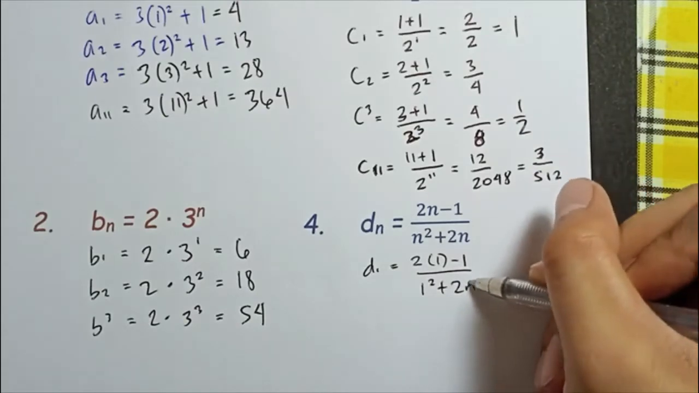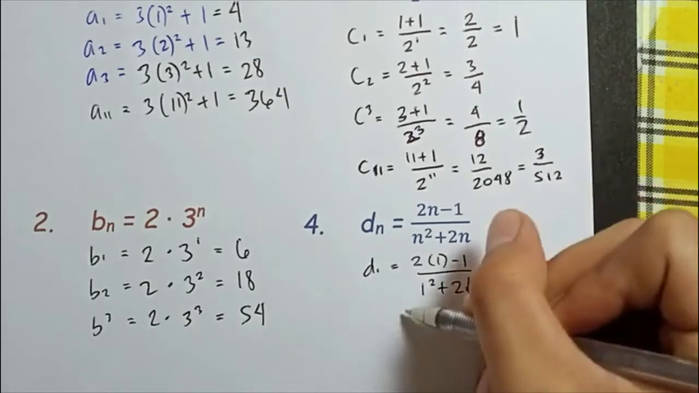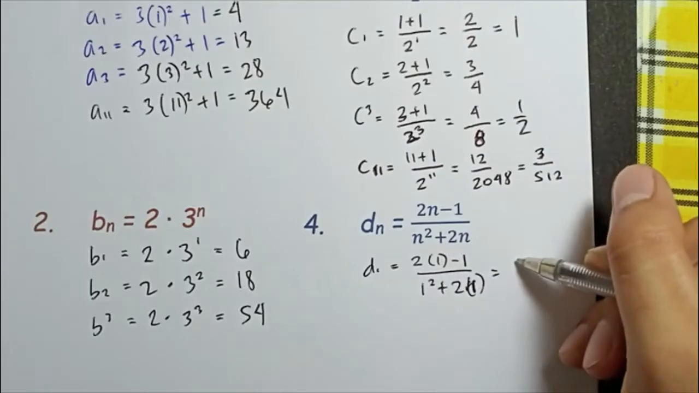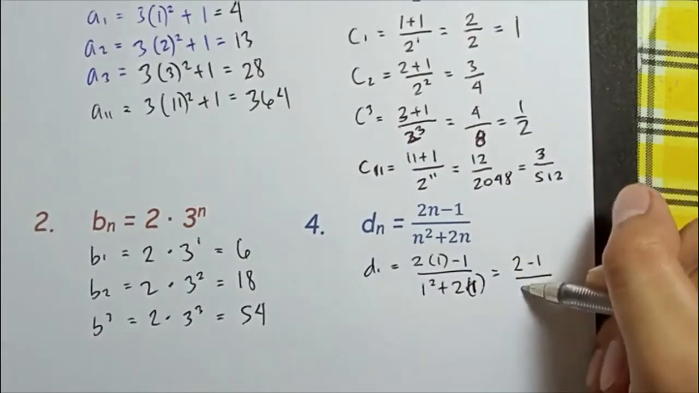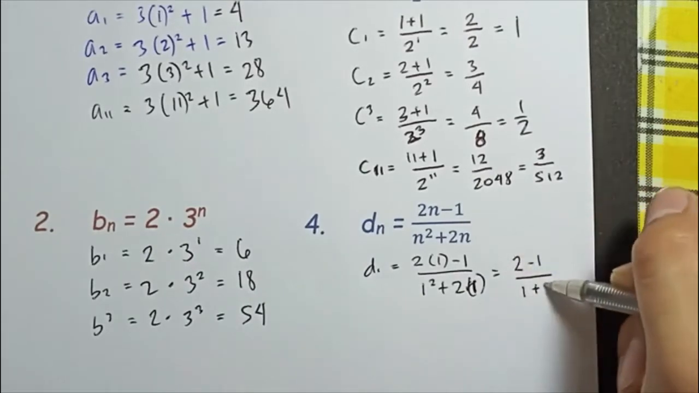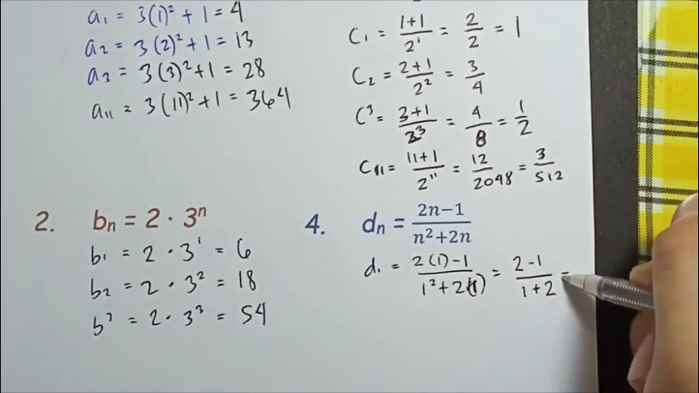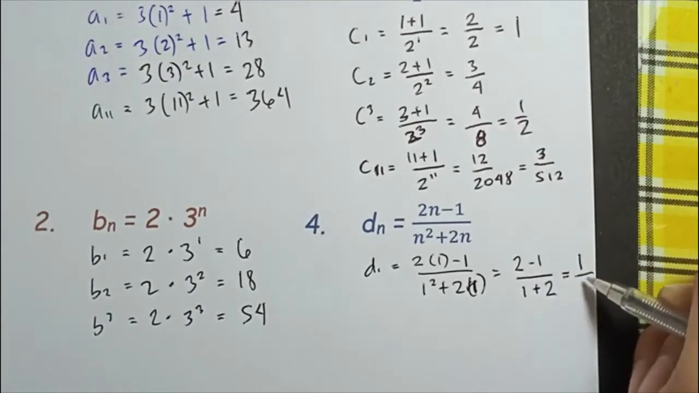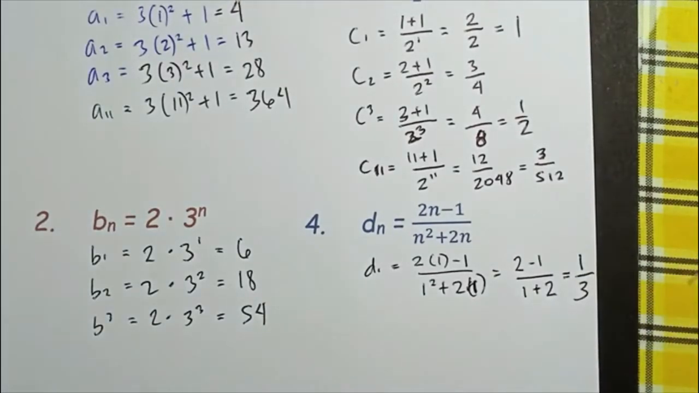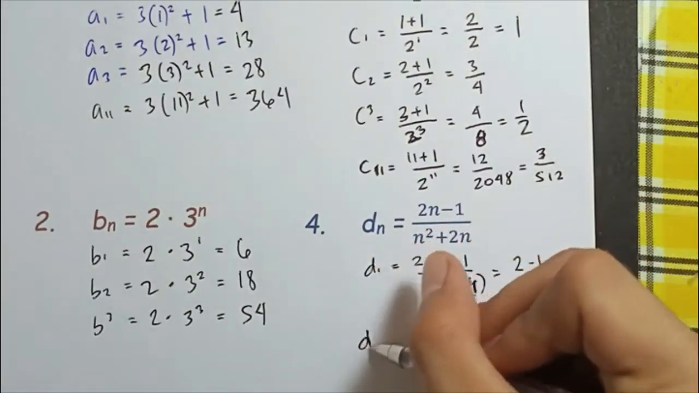Or 2 times 1. Magiging 2 times 1 is 2 minus 1. 1 squared is 1. Plus 2 times 1 is 2. Magiging 2 minus 1 is 1. And 1 plus 2 is 3. Tama. Then d sub 2.